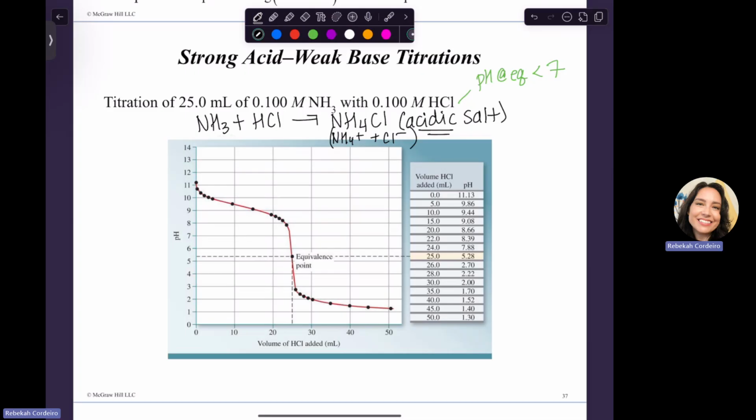So you can actually just tell by looking at the graph what combination you have. If you see your equivalence point is below 7, you must have a strong acid, weak base. If you see your equivalence point is above 7, you must have a weak acid, strong base. And if you have a pH at 7, you must have strong for both. Because we know that the resulting salt is either acidic, basic, or neutral.